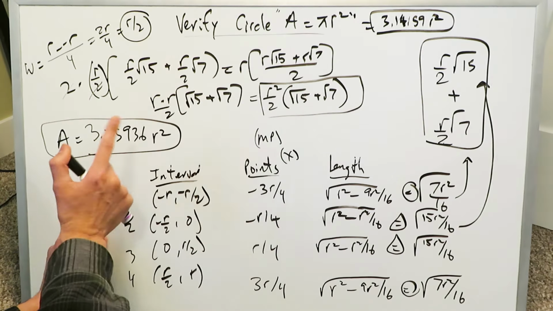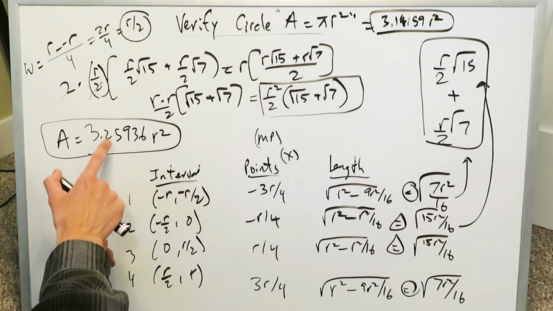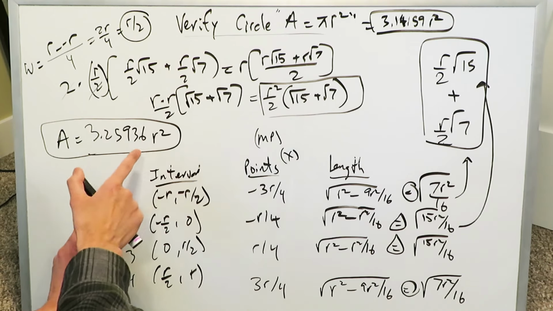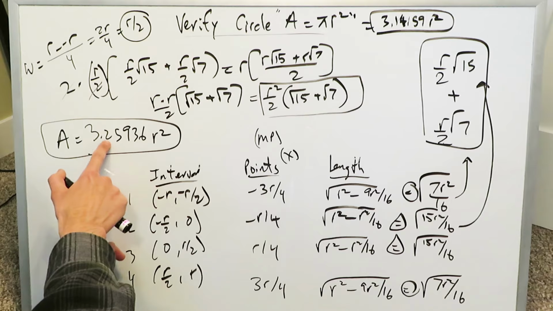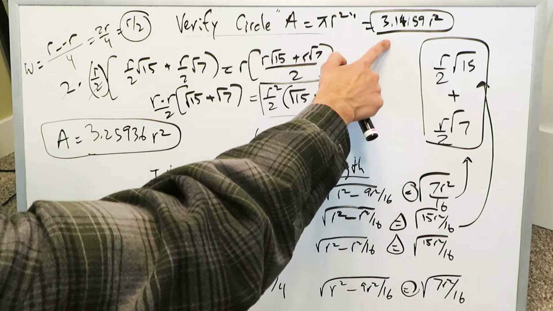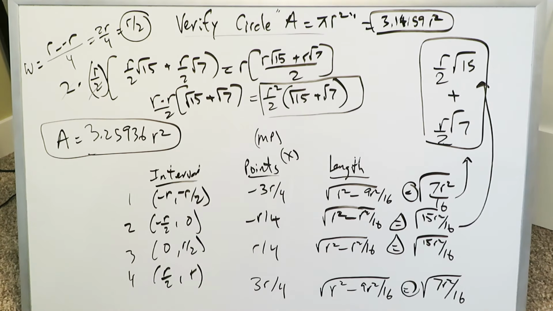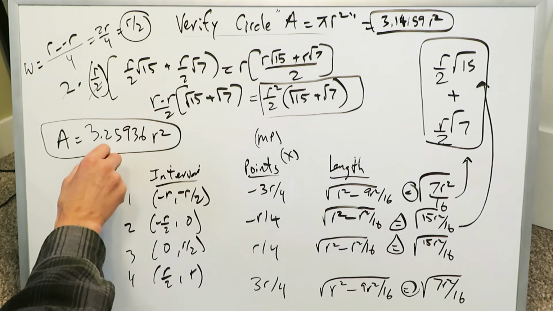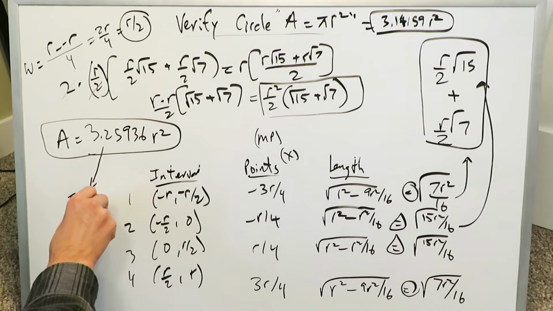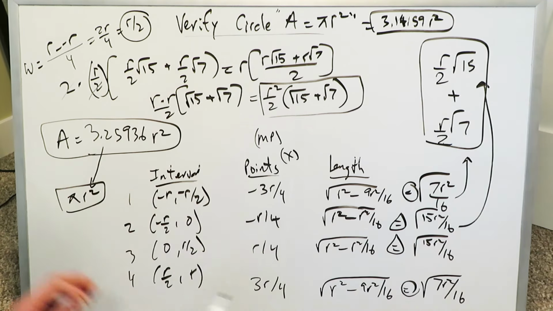I only did 4 rectangles. Had I done 100 or 1,000 or 10,000 or whatever number, this 3.259 would slowly creep its way up close to 3.14159, and then this right here would slowly become pi r square. But again, I only used 4 rectangles, not an unlimited number, because I have space and I have time limits. And we did this all by means of estimation and approximation, and you know what that procedure was.